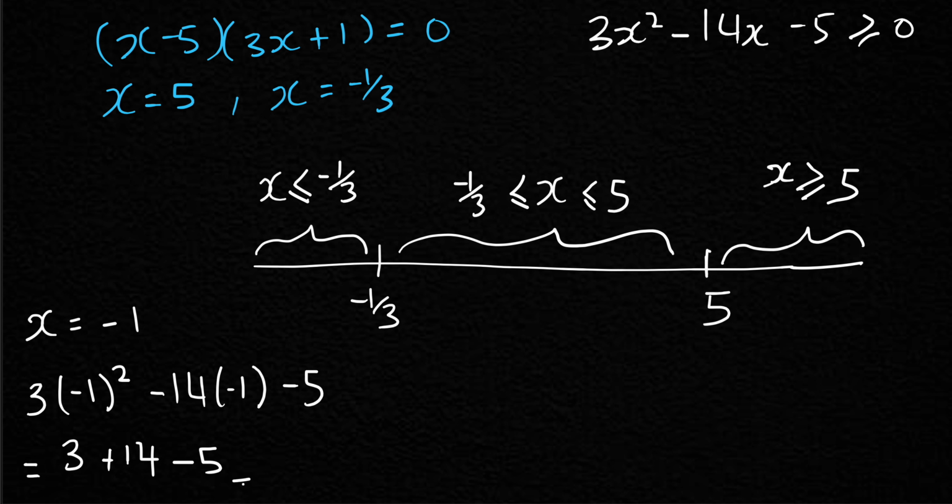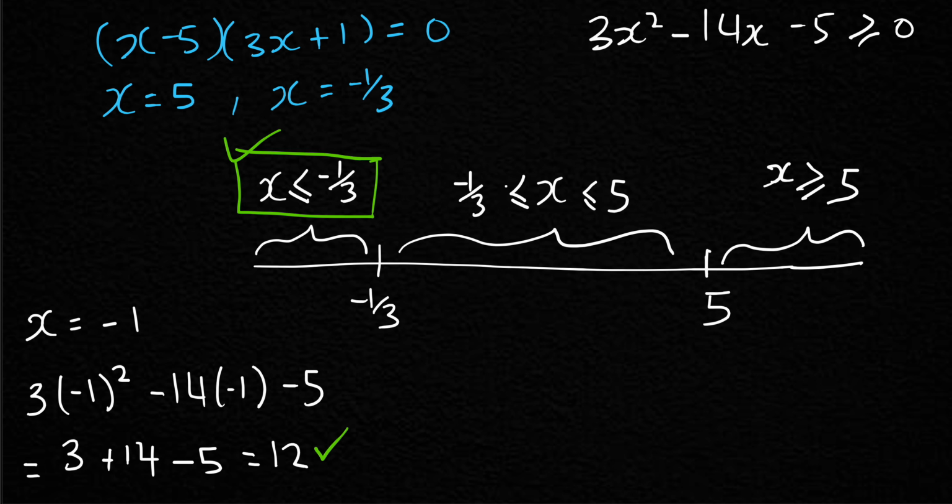If you solve that, what do you get? 3 plus 14 is 17. 17 minus 5 is 12. Is 12 greater than 0? It is. So this does form a part of our answer. So that means this section will form a part of our answer.